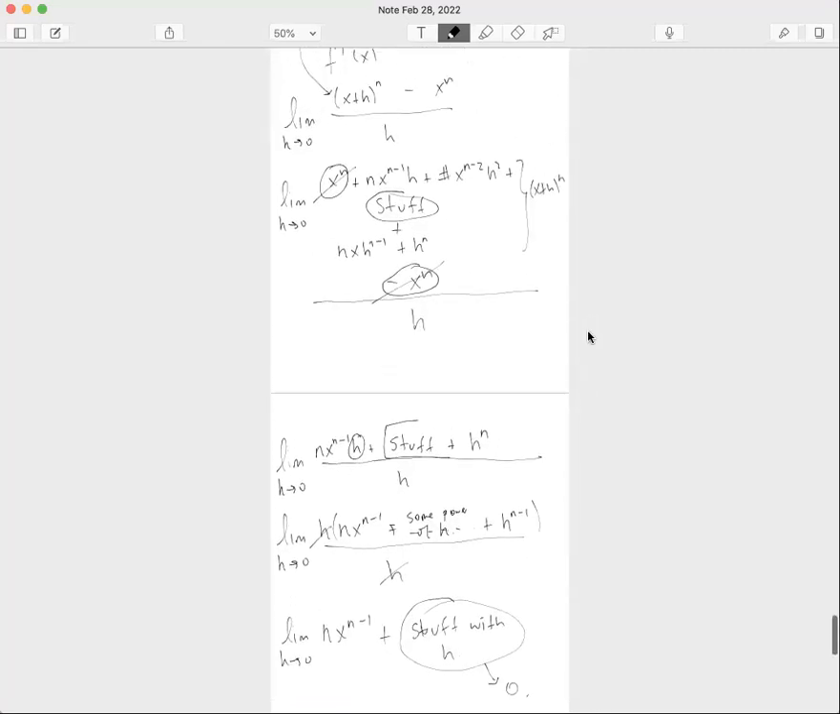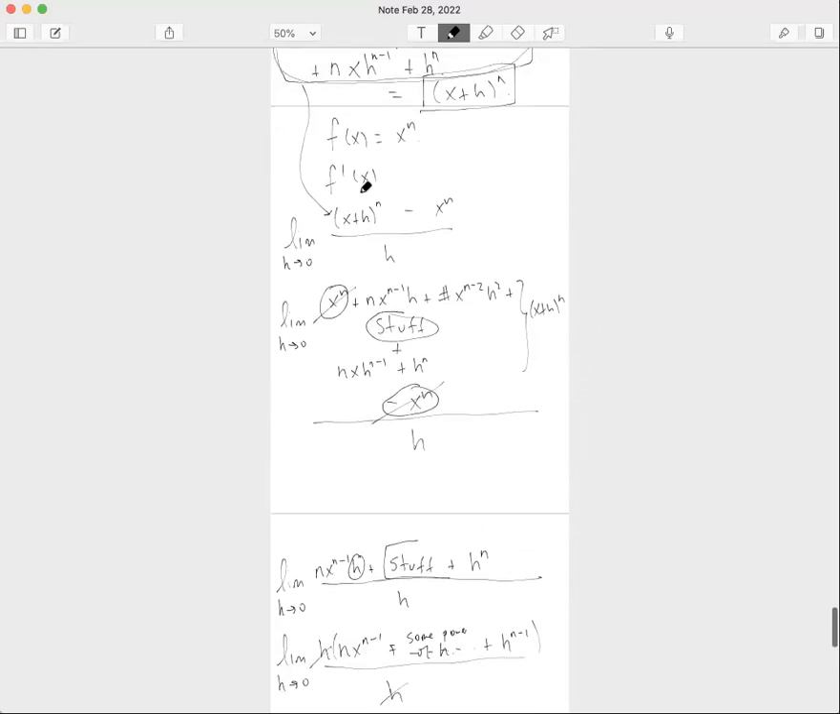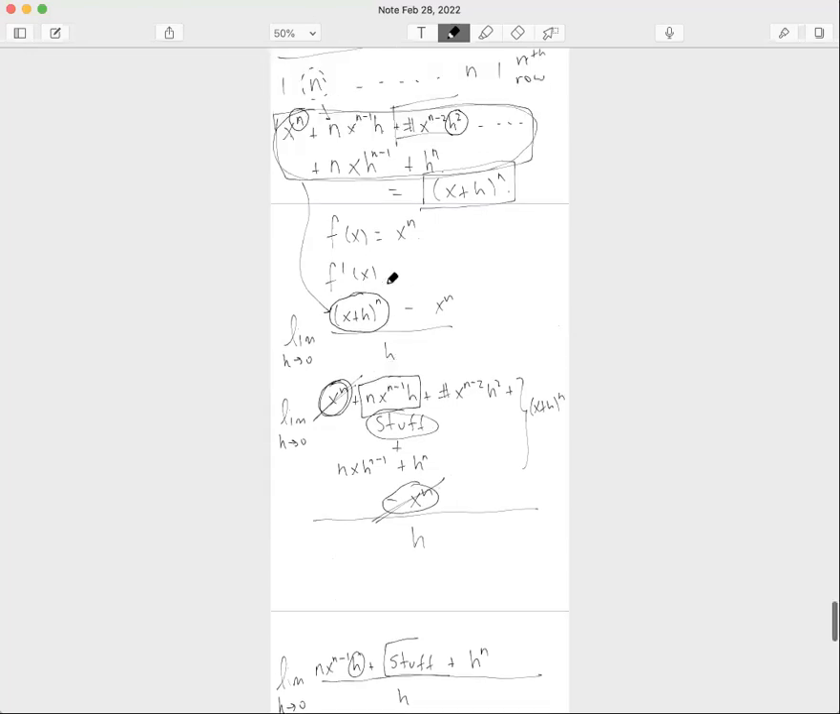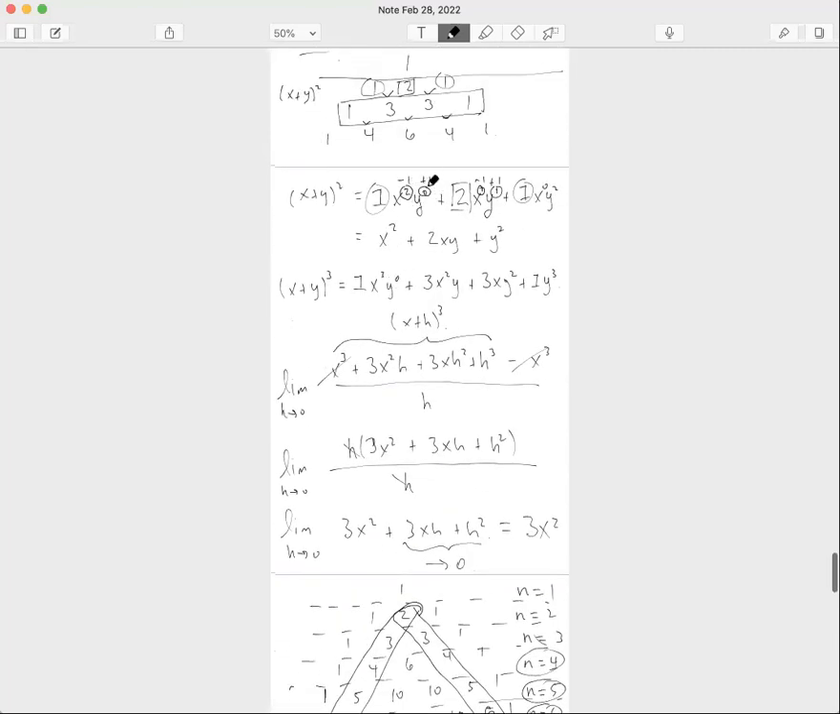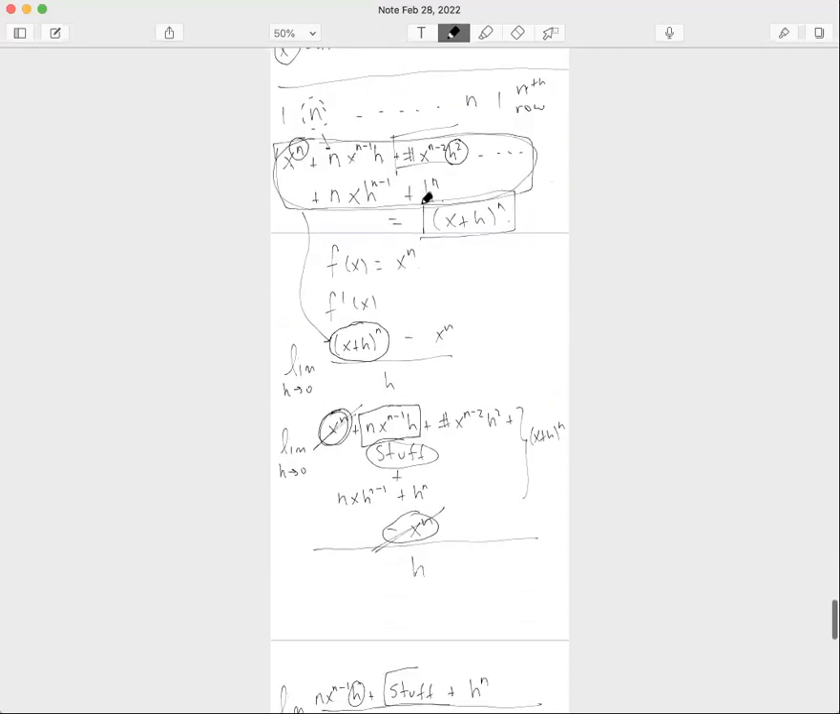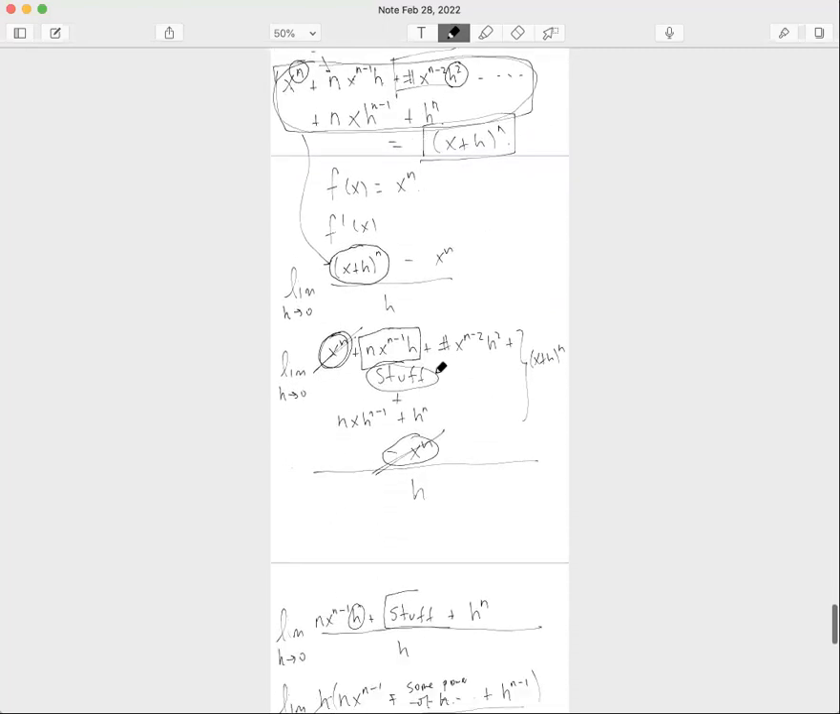And again, why? It's because when you FOIL this out, you have an x to the n that cancels with my f of x. And I have this term here that has a single power of h. And every other term, just by adding 1 to the power of h, all these terms have powers of h.